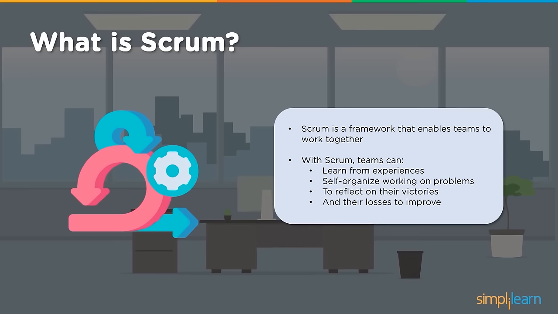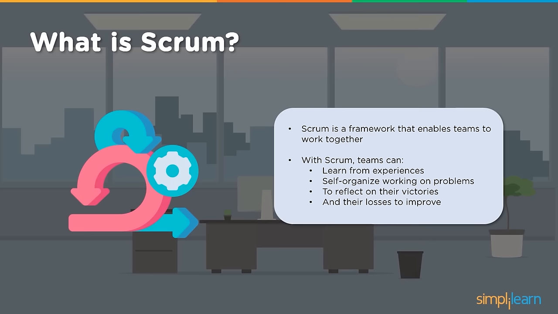So learning from experiences happens, and those are captured. Self-organized teams work on problems. They work together, discuss, brainstorm, and reflect on their victories. Any achievements have to be celebrated, acknowledged, quick wins recognized, and their losses used to improve. Wherever things don't go well, necessary corrections have to be done. I think the Scrum approach would help in terms of doing it quicker and better.